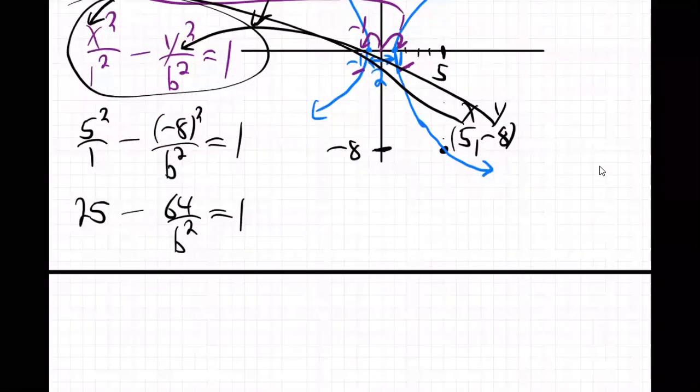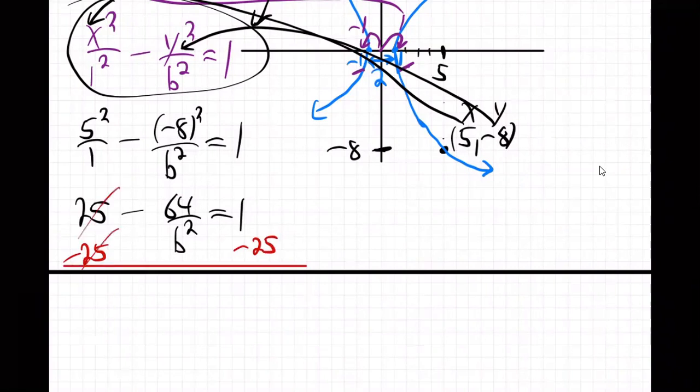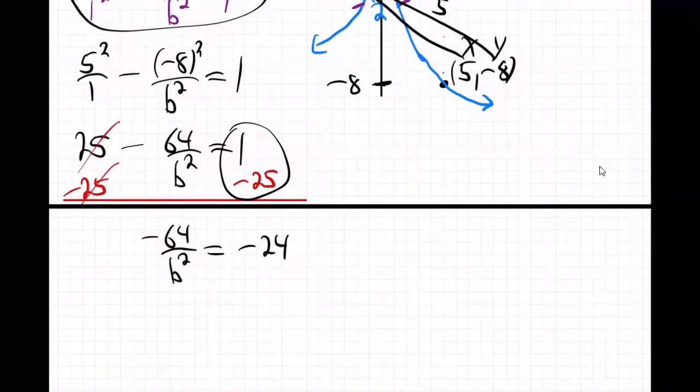Well, let's subtract 25 from both sides. Like that. Boom, boom. And so what do we get? Minus 64 over b squared is 1 minus 25. Take away 25. What's that? Minus 24. We good to there?